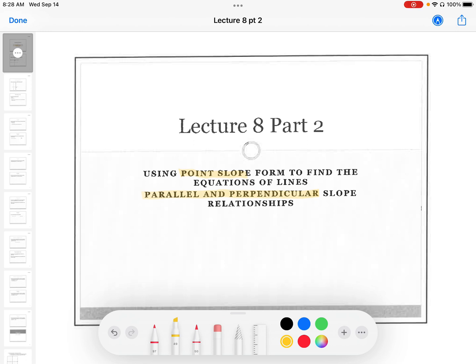It will be on your quiz as well, where you guys are working through and using your point slope formula to help you answer a question. Basically, we're going to create a triangle that we know has a right angle.